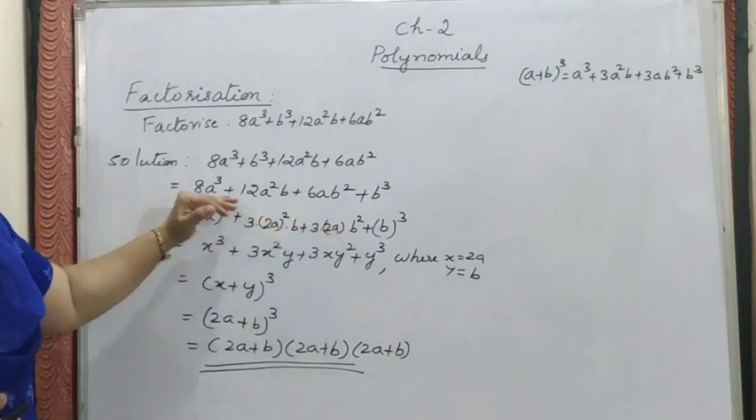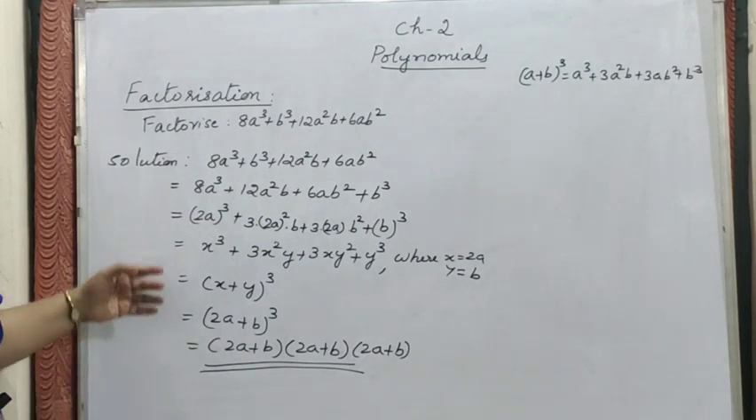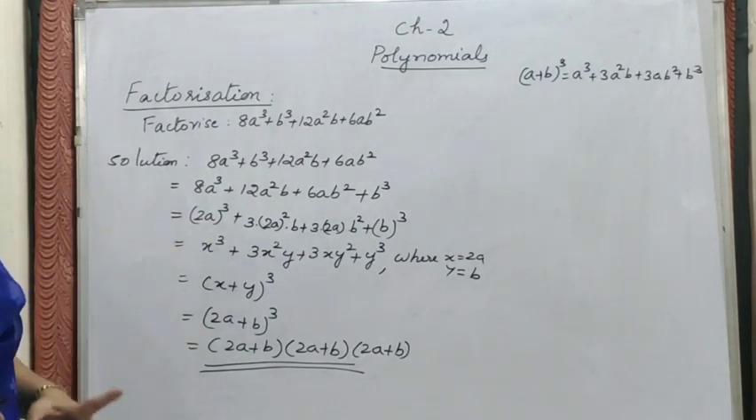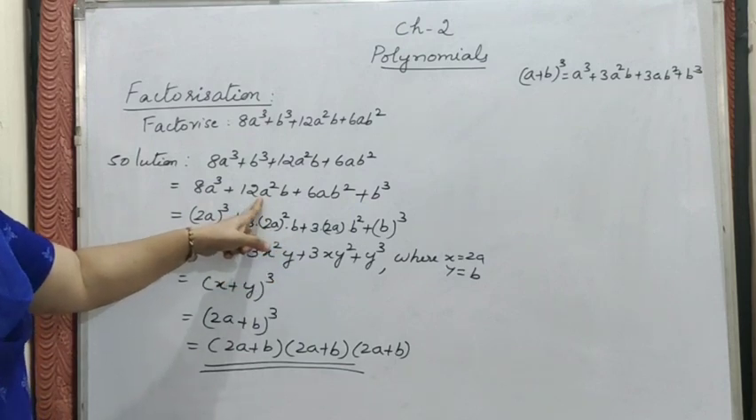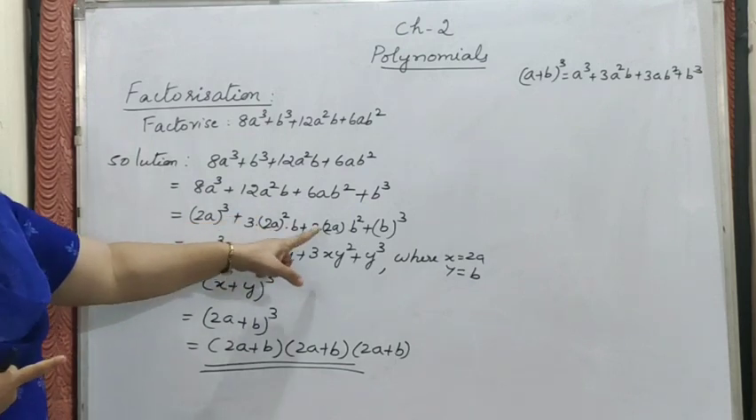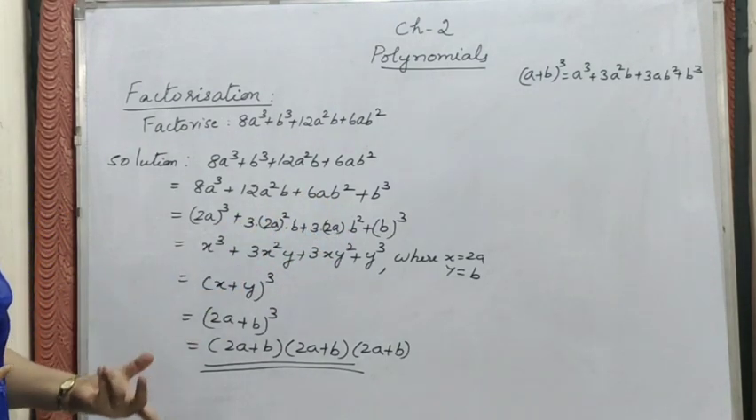What is the concept we are having? The power of a is decreasing and the power of variable b is increasing, so we arranged it. Now what is the next step? We must cross check. So 3 into 4a square b, that means 12a square b. We are getting back the second term. Now the third term, let us see, 3 into 2a into b square, that is 6ab square. So the third term is also correct.